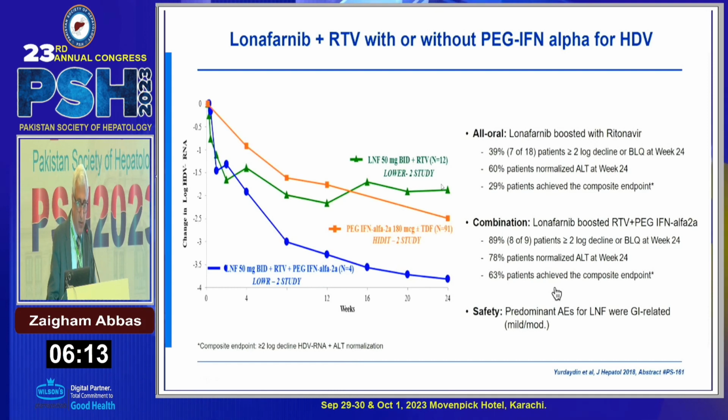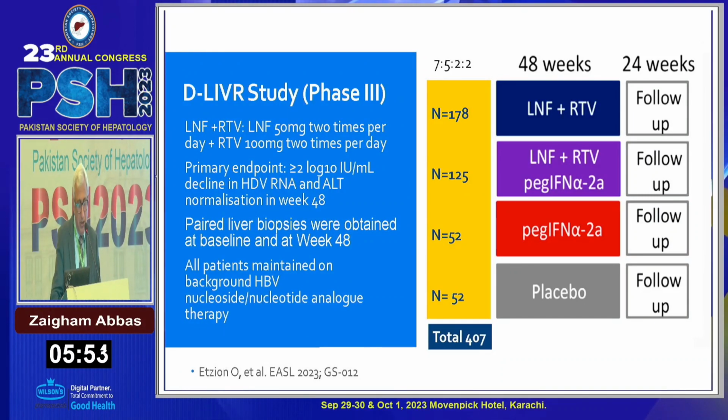As we can see, lonafarnib with ritonavir achieved results at 24 weeks which were very similar to pegylated interferon. But if you add pegylated interferon and see the response of triple therapy, the response rate was much better. This is another study, a recent one, and we contributed to this study. Dr. Saeed was the principal investigator from Pakistan, and we also contributed to that. This study's results were presented at EASL this year.